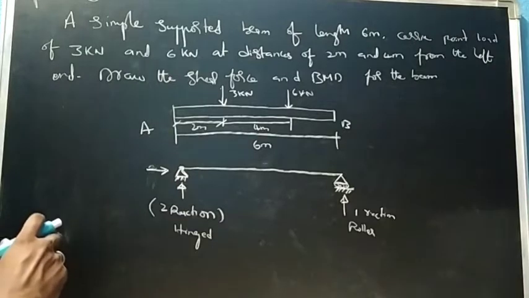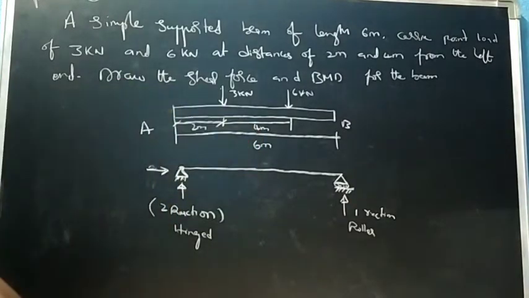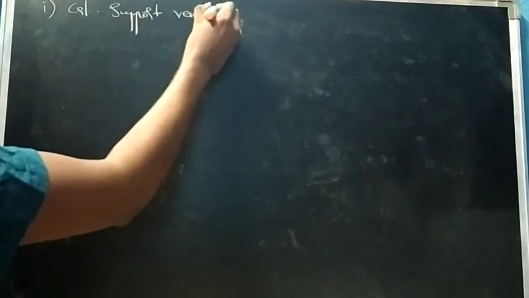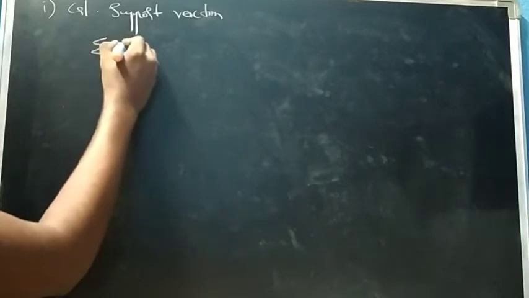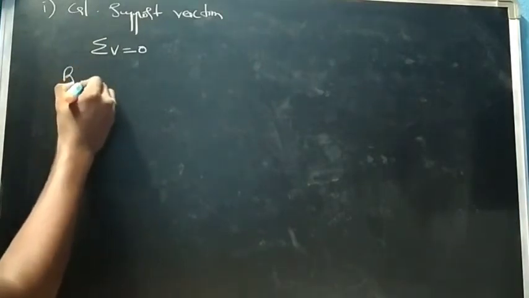First we need to find out the support reactions. So let's see support reactions. The first step is to find out support reactions. So I will write calculate support reactions. So let us assume that sigma, summation of V equals to 0, that will be RA.